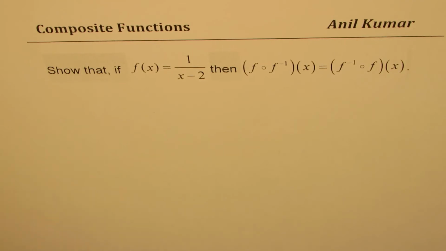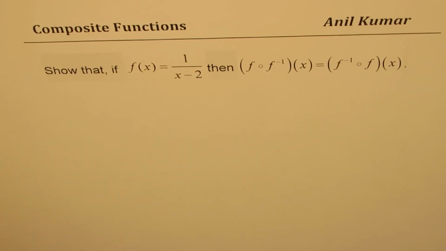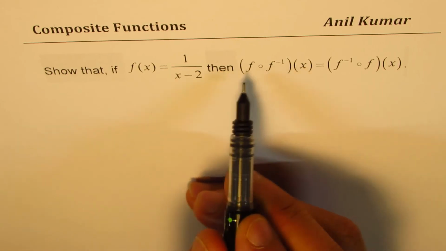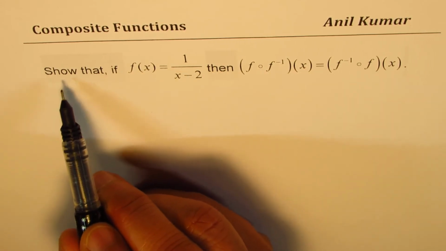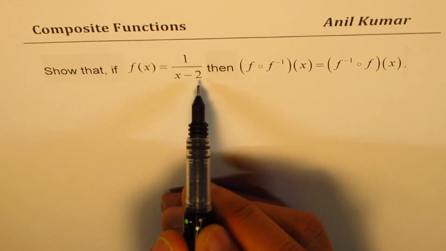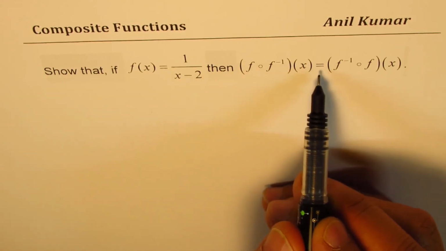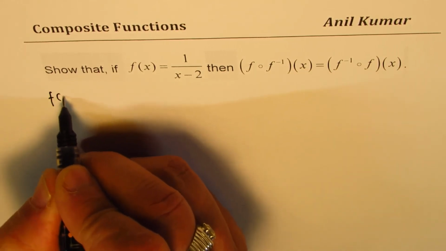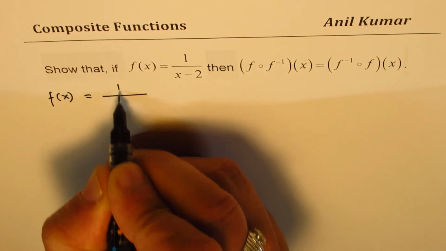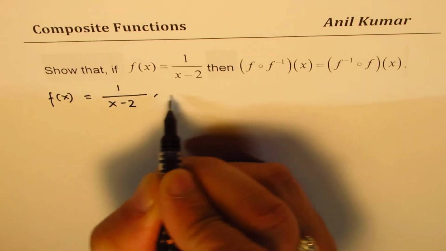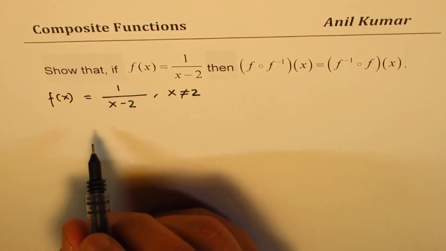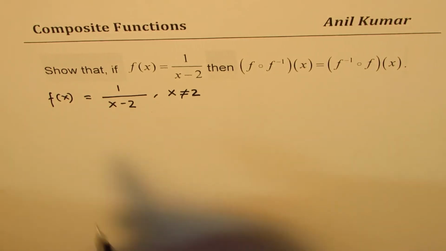Now the next question here is, we are given two functions, f of x equals 1 over x minus 2, and the other one is the inverse of that function. Show that if f of x is 1 over x minus 2, then f of f inverse x is equal to f inverse of f x. Okay, let's try to do this. We are given the function f of x equals 1 over x minus 2. Remember the restriction, x is not equal to 2. Perfect. Now to find the inverse, we'll flip x and y and then calculate.